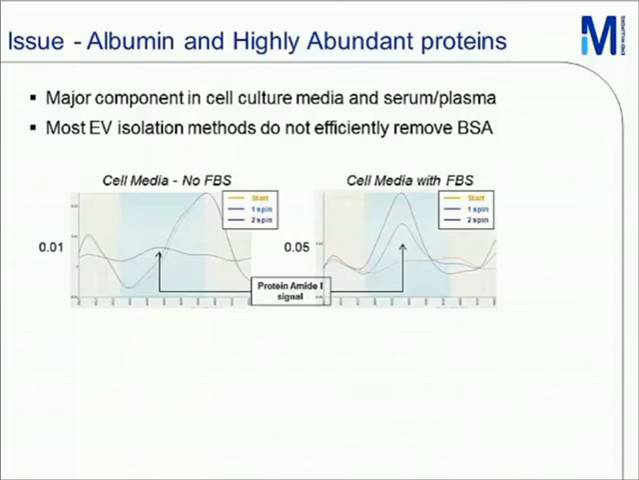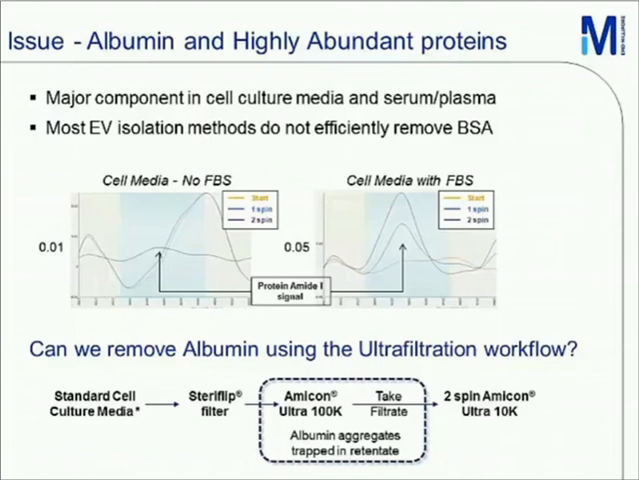The big question is, can we remove the albumin via ultrafiltration? Well, one initial thought was to potentially use the 100K molecular weight cutoff to trap large albumin aggregates. If you remember from the earlier slide, the EVs were able to pass through this size. The 100K filtrate could then be concentrated using a 10K device as previously described.